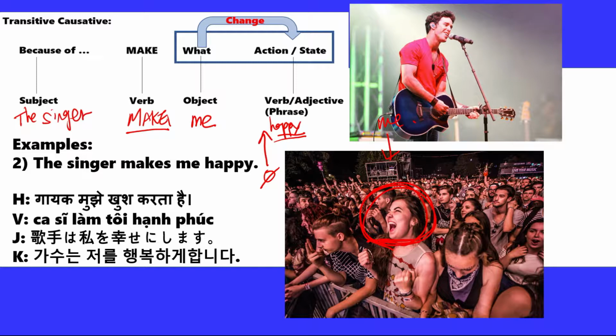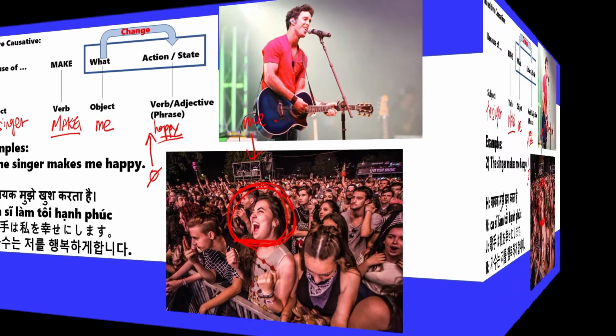So this is the transitive causative. Because of somebody, I changed my action or I changed my state, right? This is the transitive causative. So you can describe this picture in English like: the singer makes me happy.